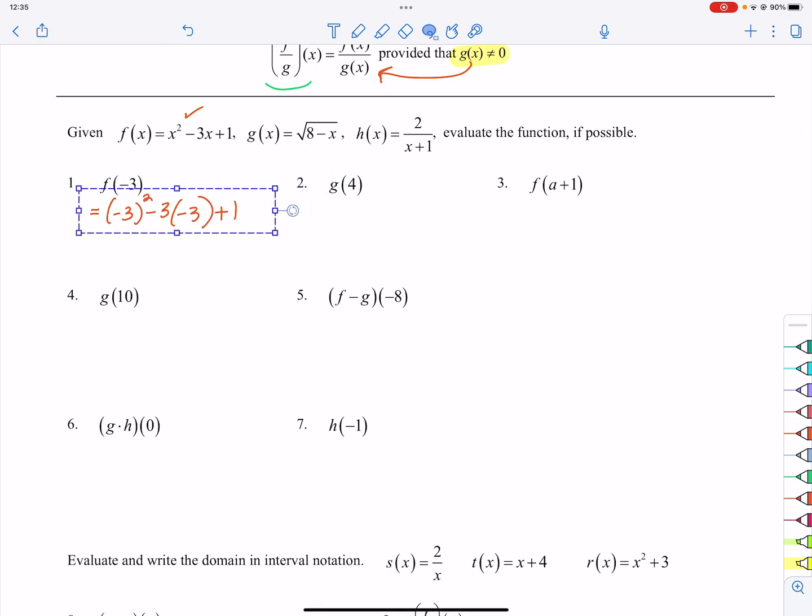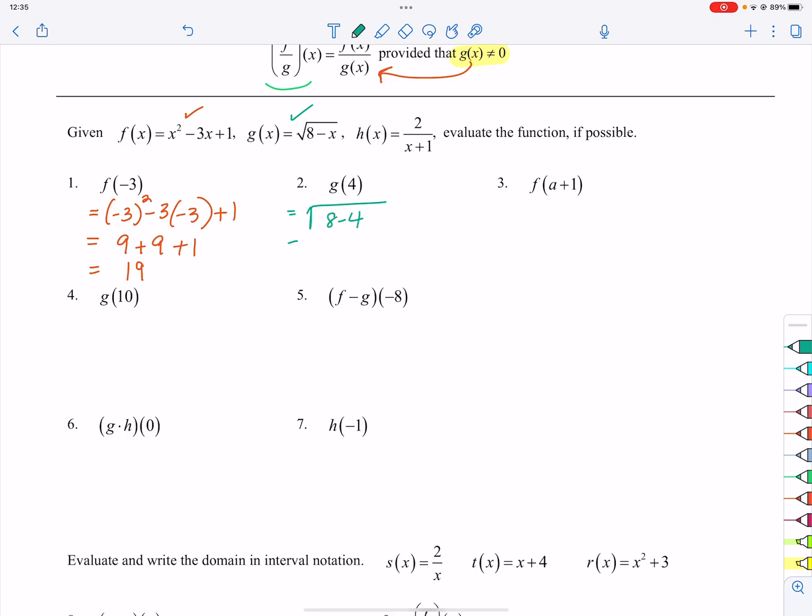Let's go ahead and move that down here. And that's equal to 9 minus -9 plus 1, so we have 9 plus 9 plus 1. And that's 19. Okay, g of 4. So we're going to use g of x. So g of 4 is equal to the square root of 8 minus 4. That's the square root of 4. And that's equal to 2.